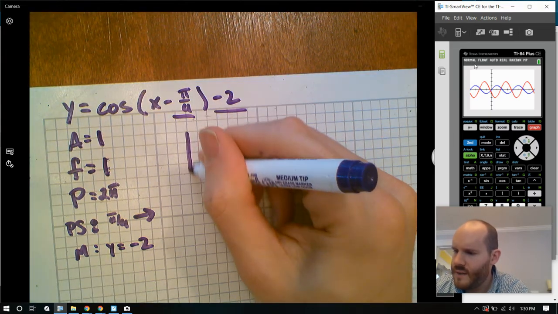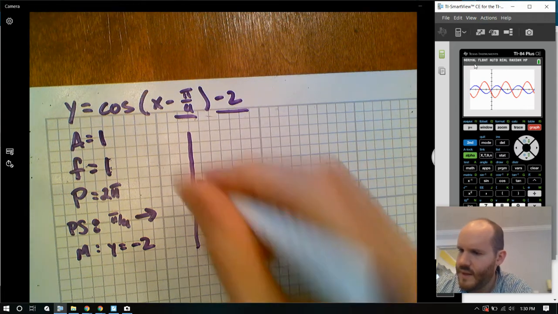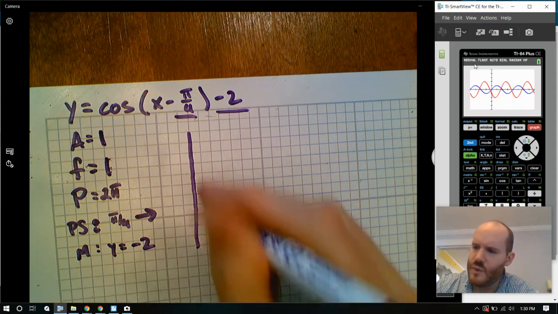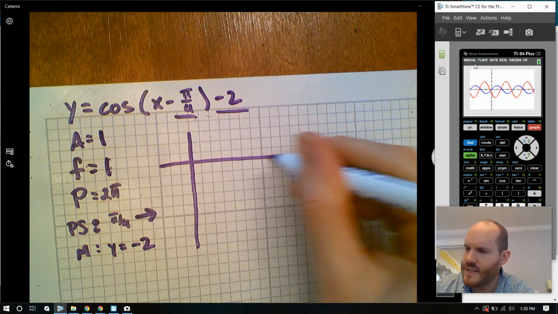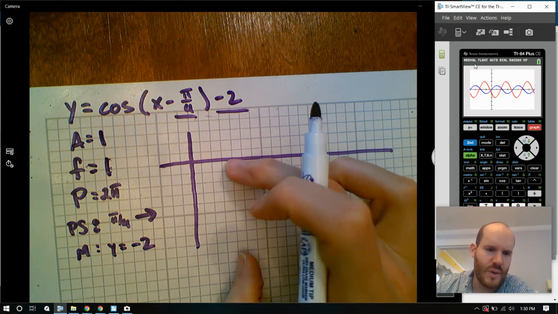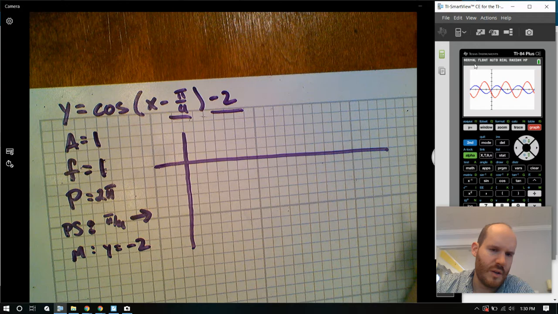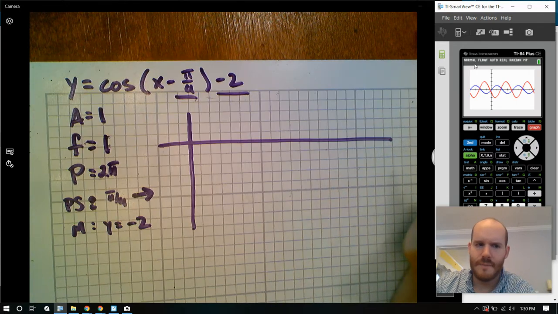So I'm going to draw a set of axes. Now, because my midline is -2, I'm going to give myself some more negative space. So I'm going to draw my x-axis a little higher to give myself more negative space because everything is 2 units below where it would normally land.